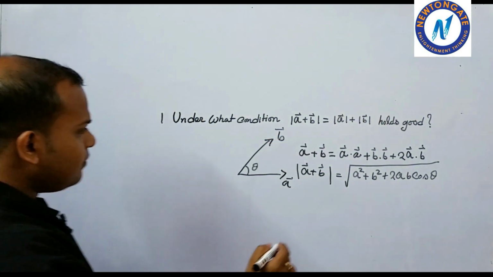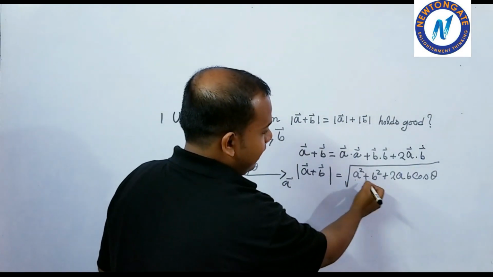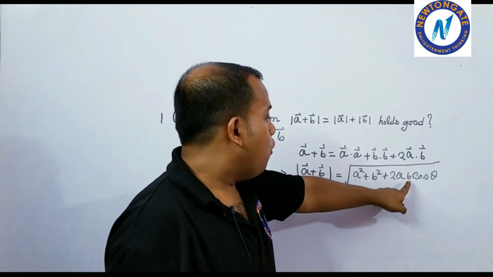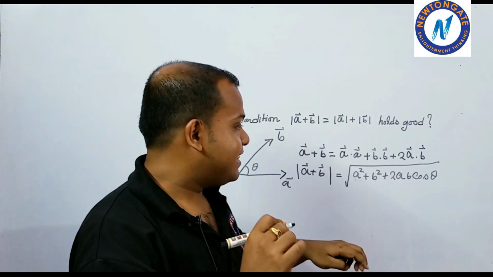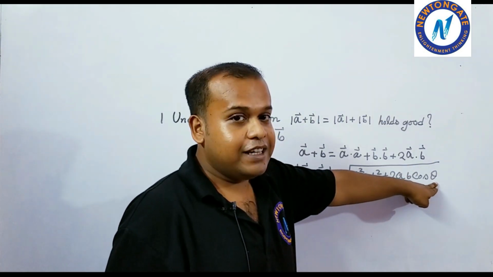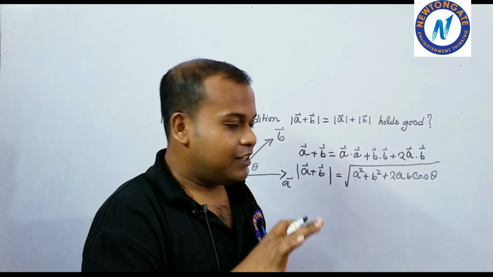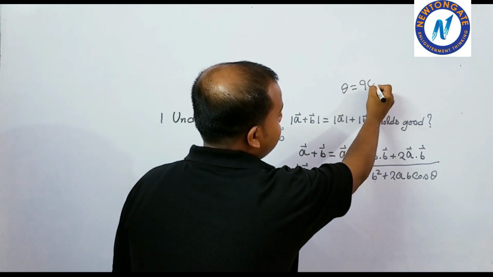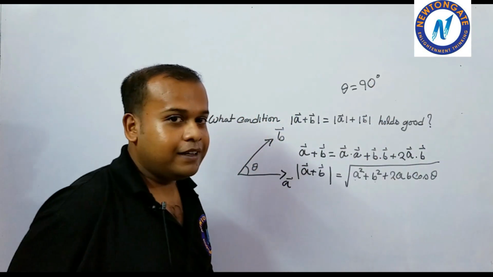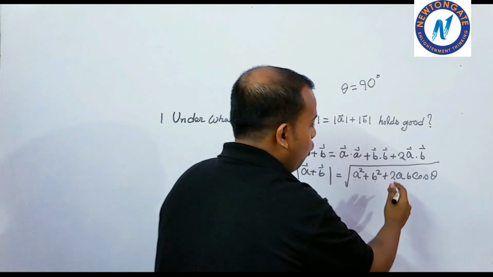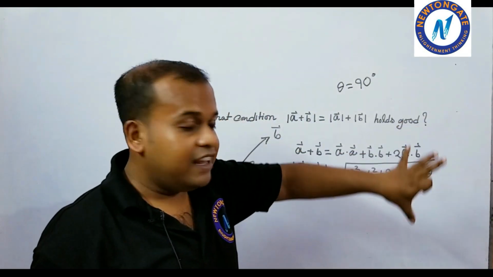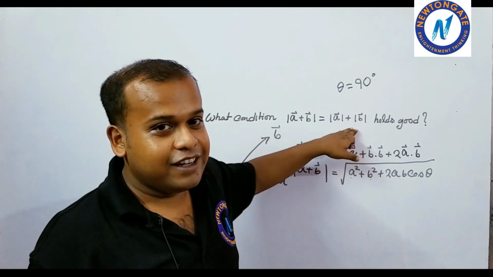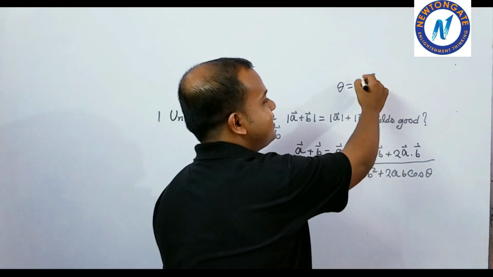Suppose this is A and this is B, and this is A square and this is B square. Now if I write that theta equals 90 degrees, then what will happen? Then cos theta will be 0 and this whole part will be 0, and we will be left with A square plus B square, and it will not result in this. So this option is cancelled out.